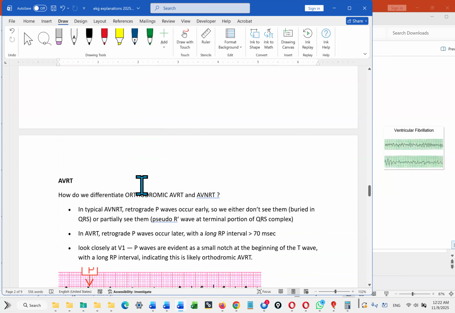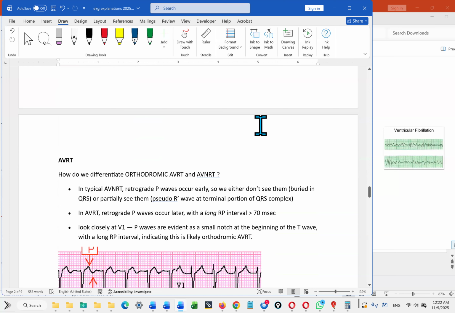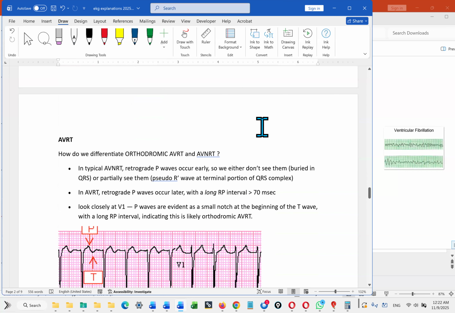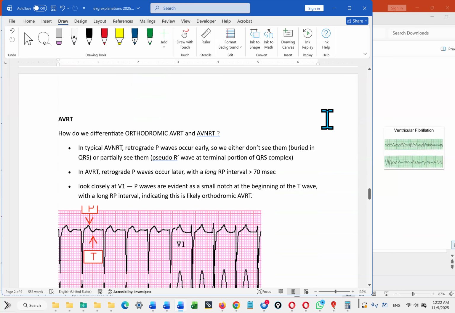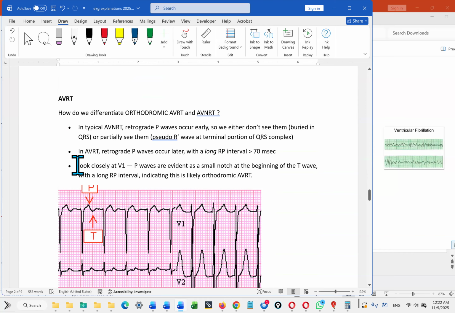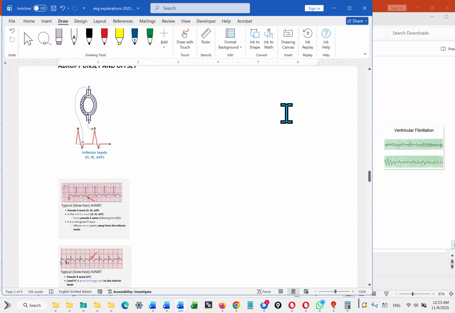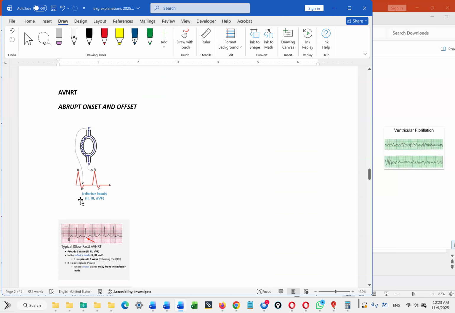Okay. So now coming to AVRT. So AVRT is more problematic. So how do we differentiate? Is it AVRT or AVNRT? Now here you saw there is a P wave, which is not called a P wave, it's called a pseudo S wave. It's appearing right after the QRS complex. Okay, that's what is happening in AVNRT. This fake P wave appears right after the QRS complex. That's the main thing to remember.